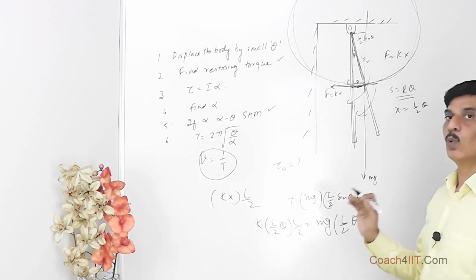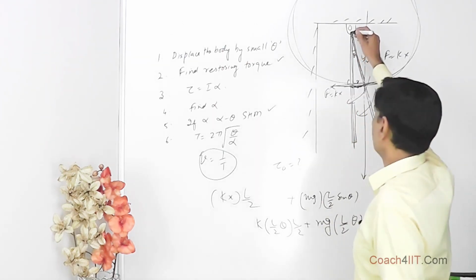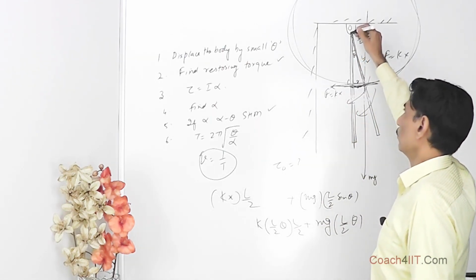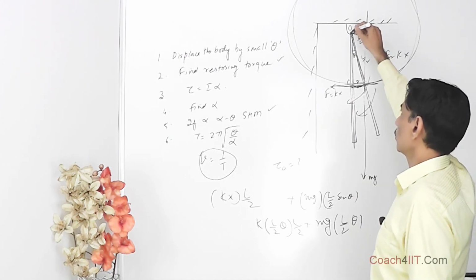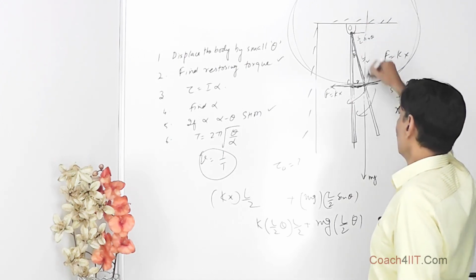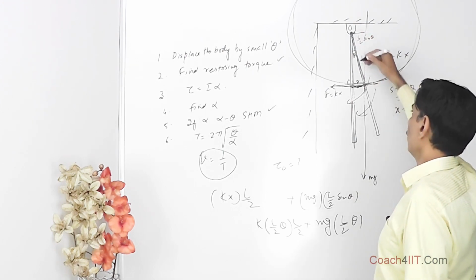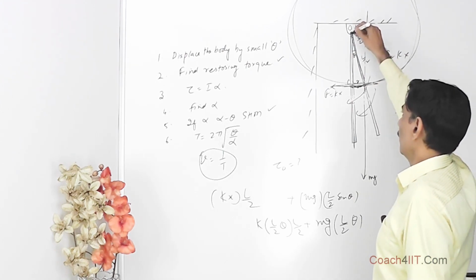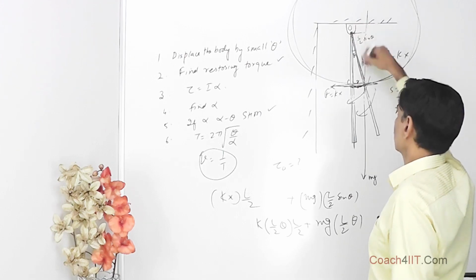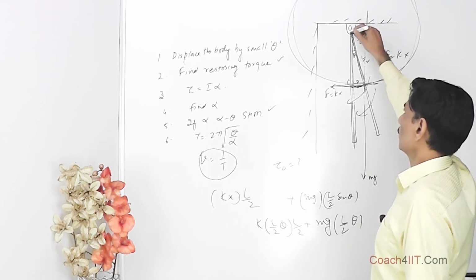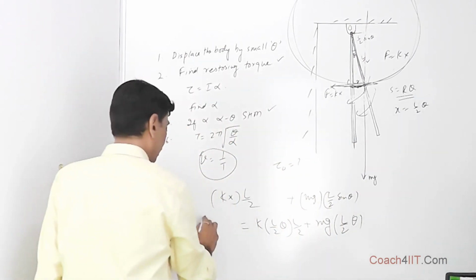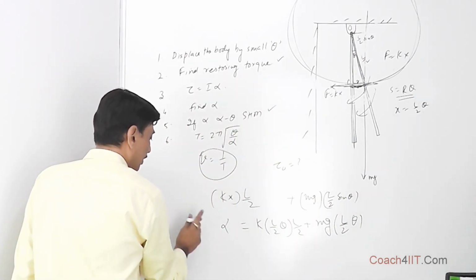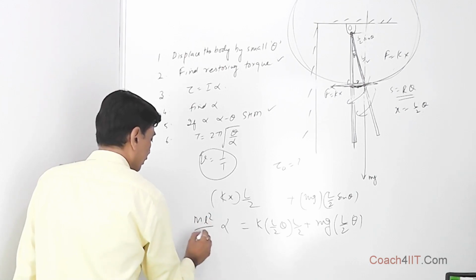Net torque should be equal to I into alpha. I about what? I about the same axis about which we had found the net torque. We had found all the torques about this axis, so I should also be about this axis. The I of this uniformly massed rod about one end, passing through one of the ends and perpendicular to its length, is ml square by 3. So this torque is equal to I into alpha, where I is ml square by 3.